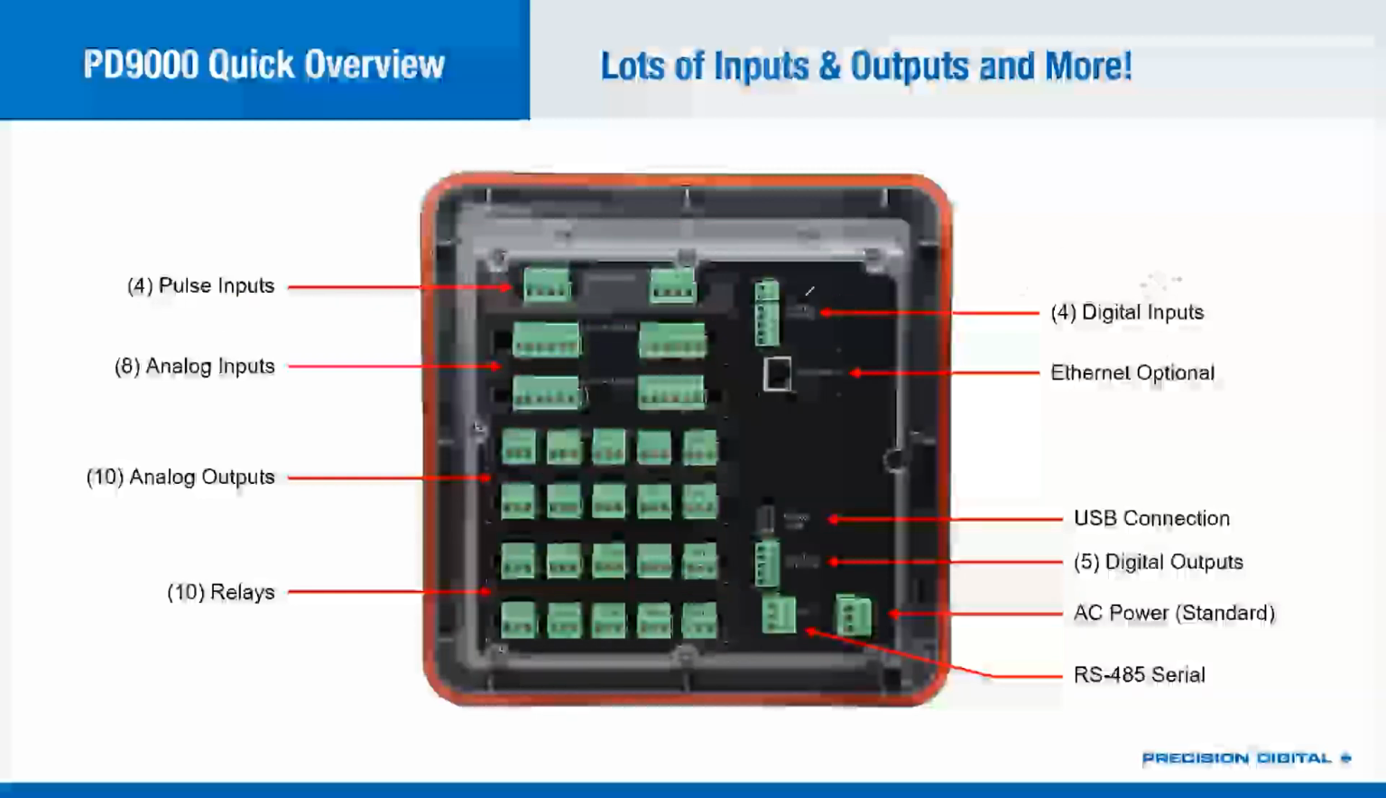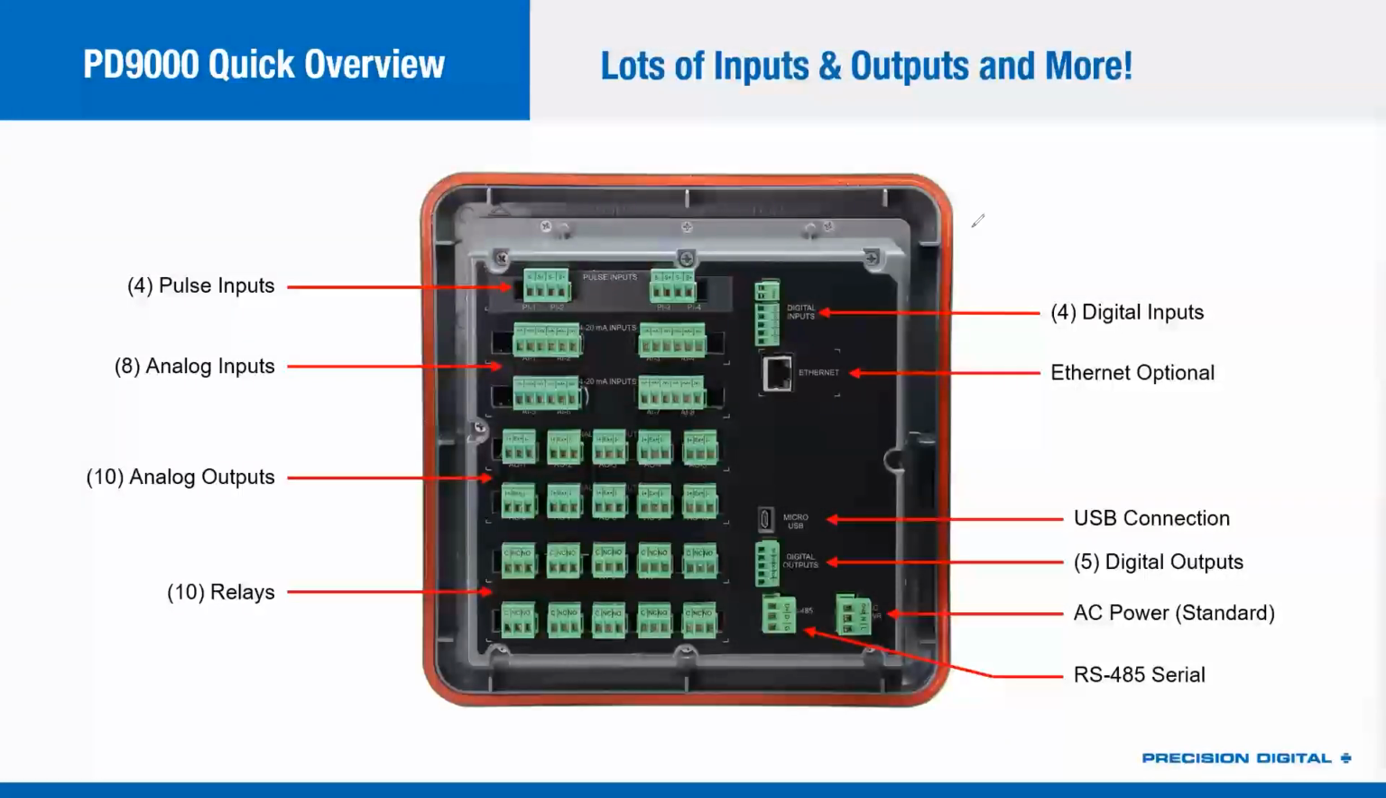Now on the right-hand side, you'll see that we've got digital inputs. They're great if I have, for example, discrete inputs coming in from float or flow switches, or maybe I have a remote control station that I want to connect up and have those cause button functions to occur, like acknowledging relays or clearing totals. We've got an Ethernet option.